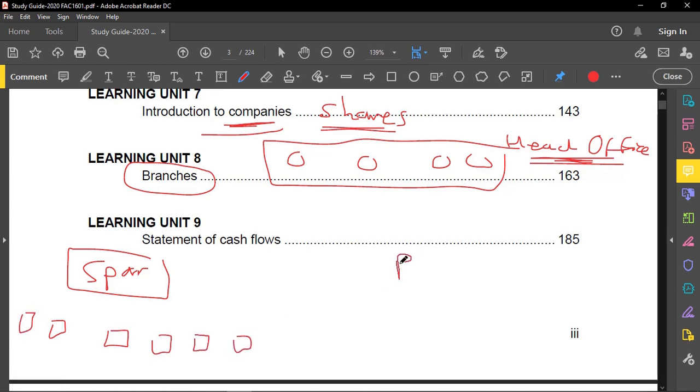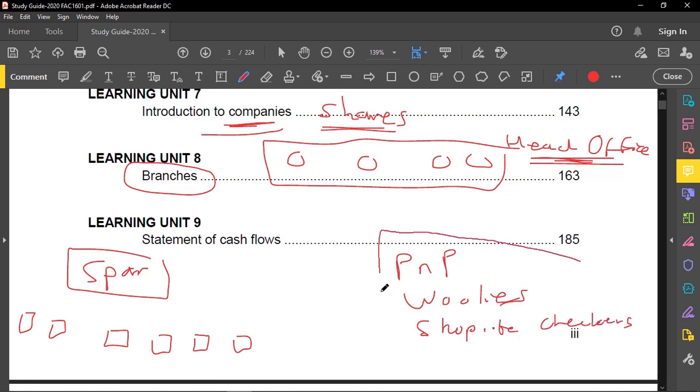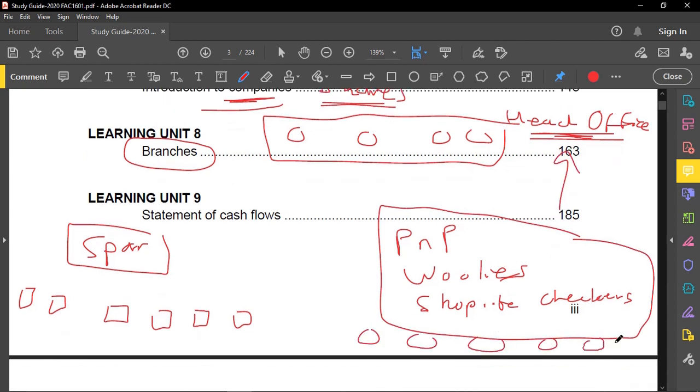But if you look at Pick n Pay or Woolies or ShopRite Checkers, all of those stores are controlled by the head office, and each store runs as part of the large corporation. So the structure is a little bit different. When you talk about a branch, it's not a franchise. It's almost like a subsidiary. It's like a separate business where you're conducting business, but you're still getting instructions from head office.